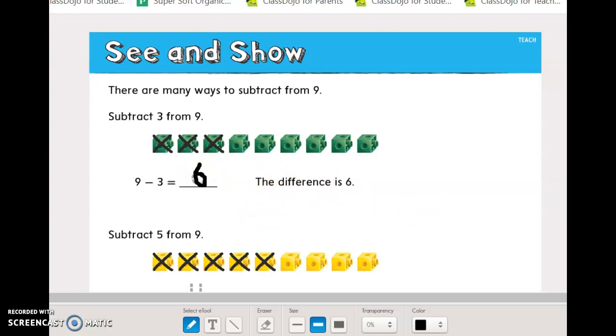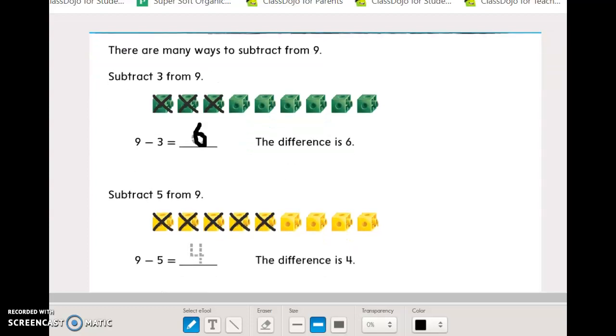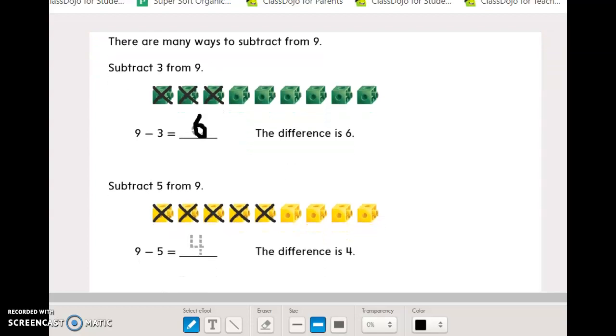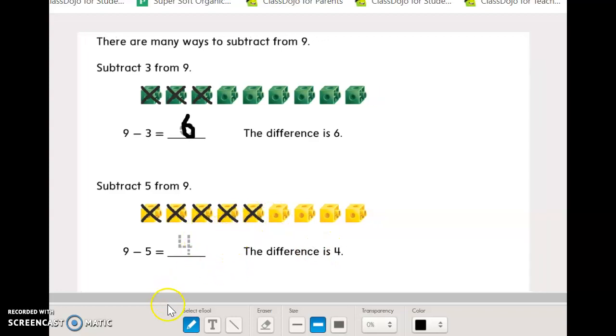Now we're going to also subtract, I need to move this up a little bit. We're going to subtract 5 from 9. So here's our 9 cubes, and they've taken 5 away. How many are left? And our answer is 4. So go ahead and write your number 4. And 4 is called the difference. After we take away 5 from 9, we end up with a difference of 4.